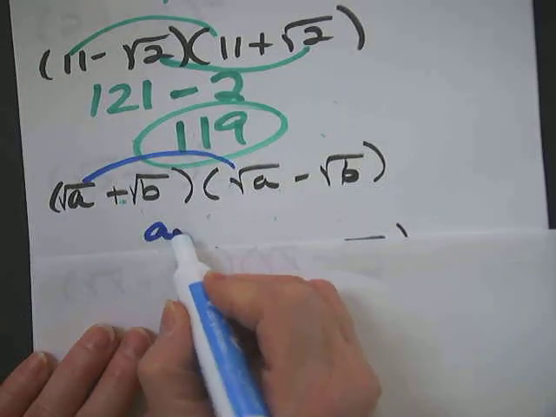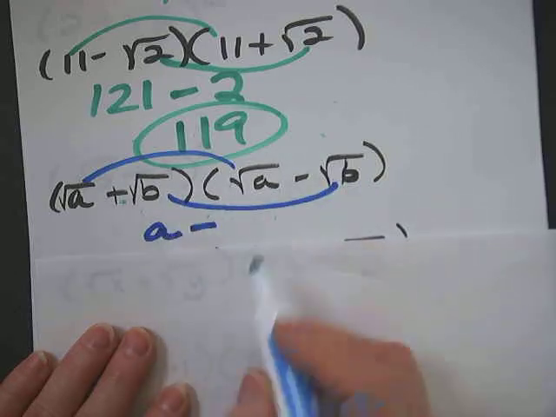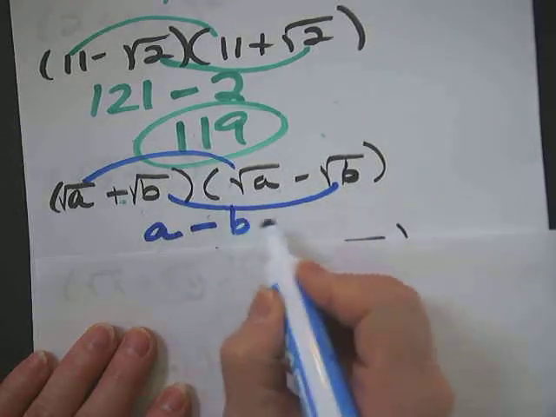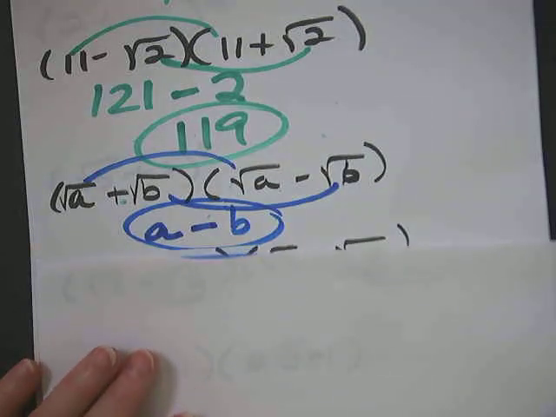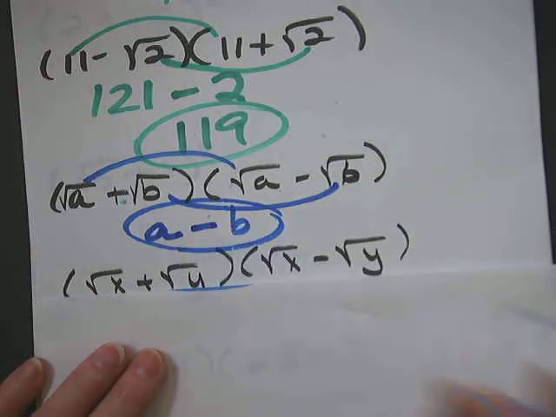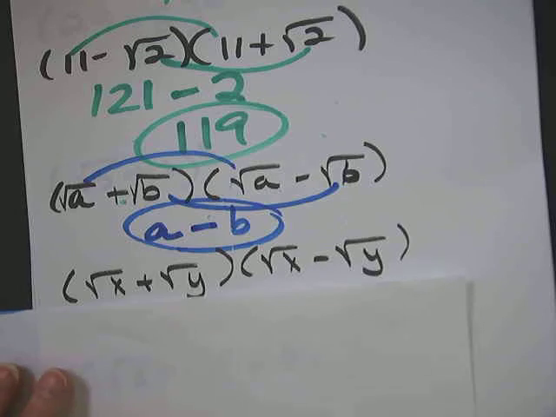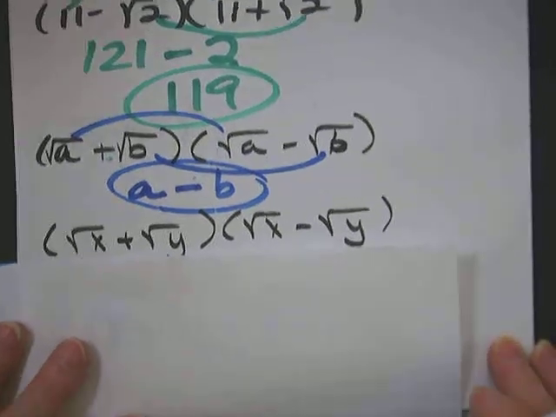Okay. First times first is 121. Outside, inside cancel. Last times last. 2. What is that?